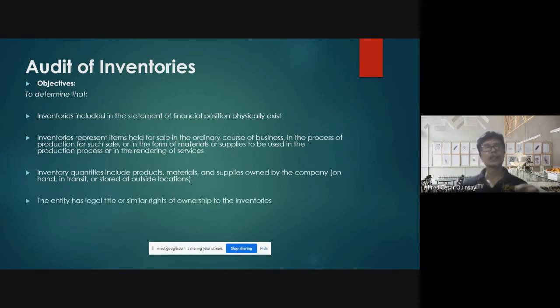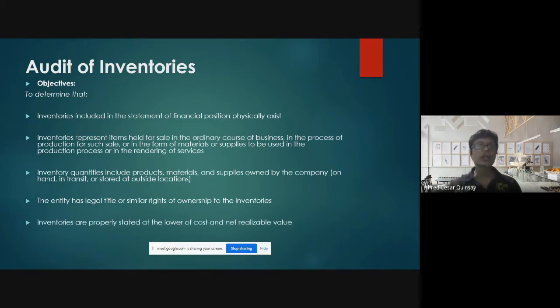The next one is yung legal title or similar rights of ownership to the inventoriable. So this is the account balance assertion on rights and obligations. So ano ba yung ownership, no? Sino ba yung may-ari ng inventory na yan? So in the case of, let's say, yung consignor tsaka yung consignee, yung consignee sila lang yung pinaglalagakan nung goods, no? Pero yung consignor, siya yung nagpapa-consign doon sa inventory niya, no? Therefore, siya yung may-ari.